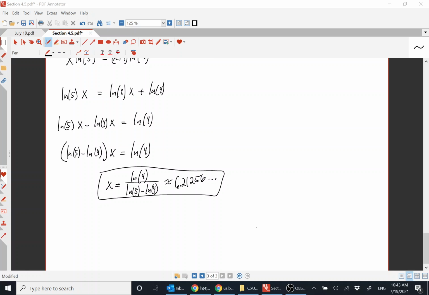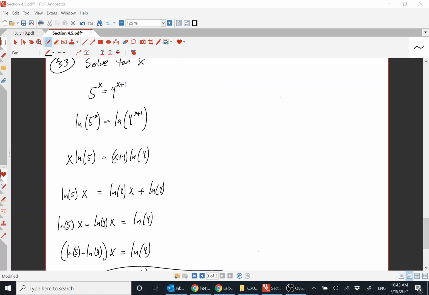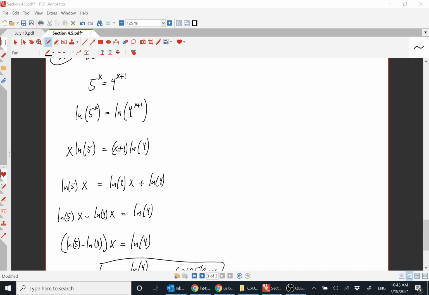How would it look different if we used log base 10 from the beginning? Oh, nothing. It would look exactly the same. Just replace ln with log.